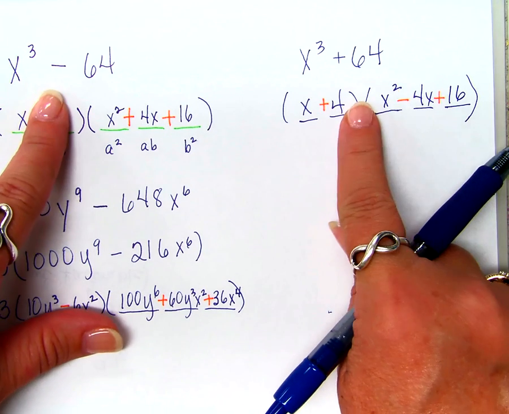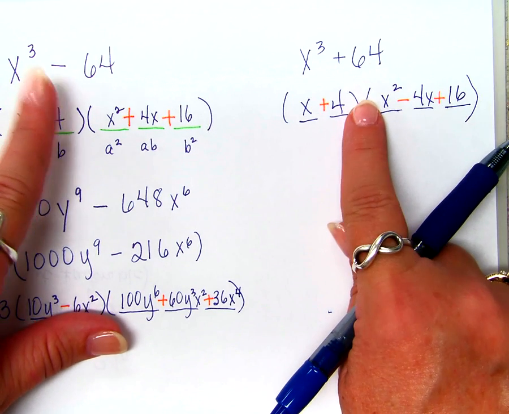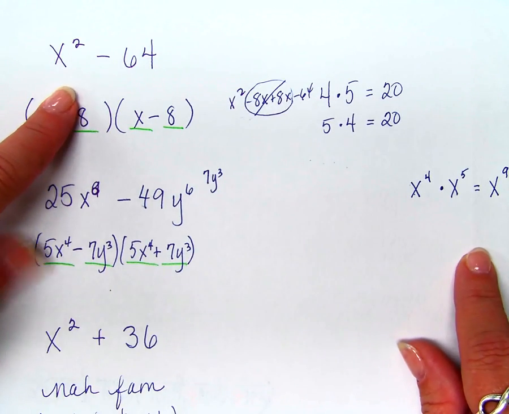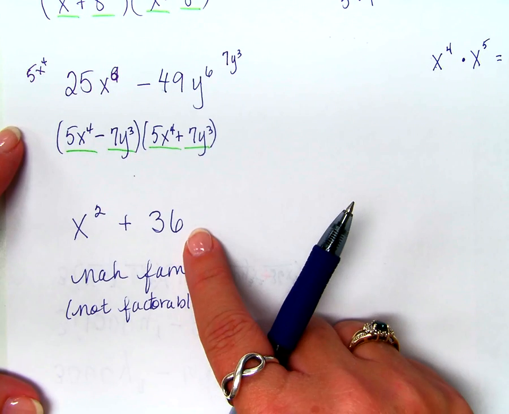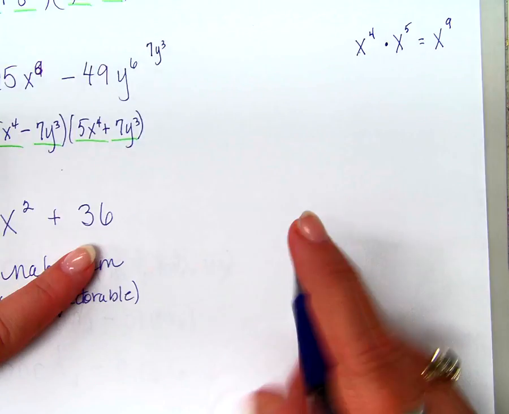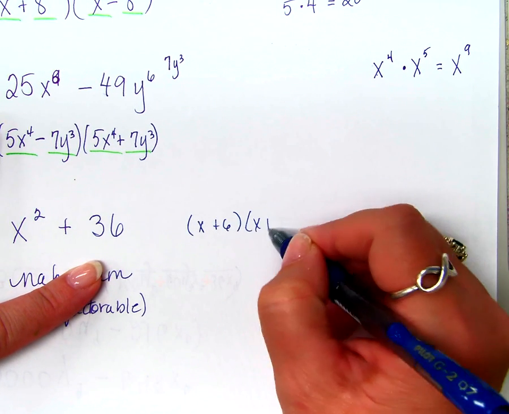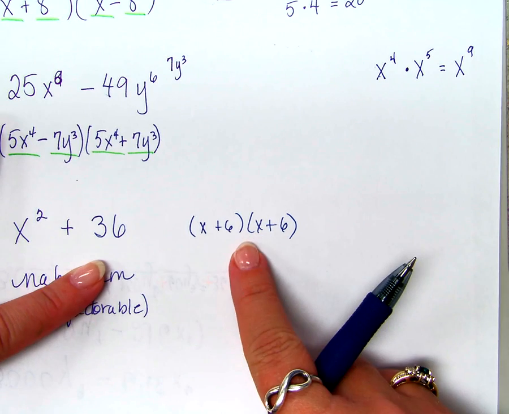So sum and difference of cubes, you can do both of those. Difference of squares you can do. Sum of squares you can't. Here's the deal, guys. I heard you say it might be this, right? I heard you say it might be that.